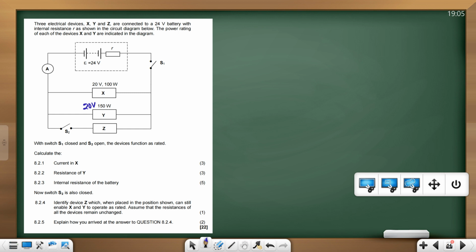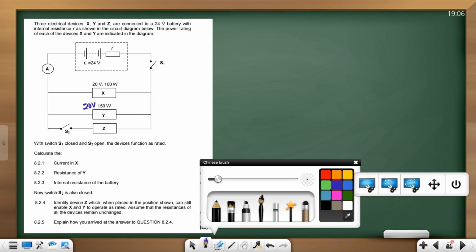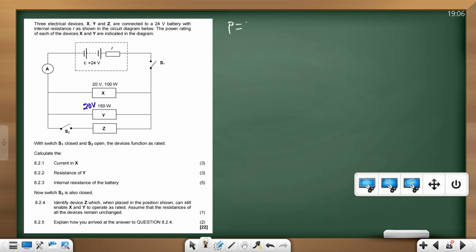Making sense? All right. With switch S1 closed and S2 open, the device function as operated. Calculate the current in X. Is this a question? What do you know? You have your V. You have your power. What are you looking for? I. Please always write the things you have. P is what? 100. V is what? 20 volts. What are we looking for? I. Go to your formula page. What formula? P equals to what? IV. Make sense? 100 equals to what? I multiplied by 20. What is I? 5 amps. Done. 3 marks.